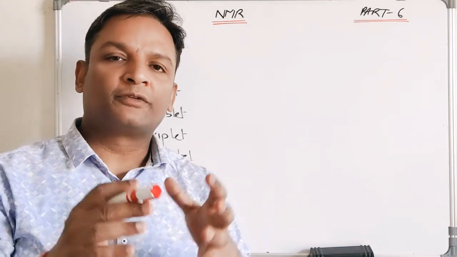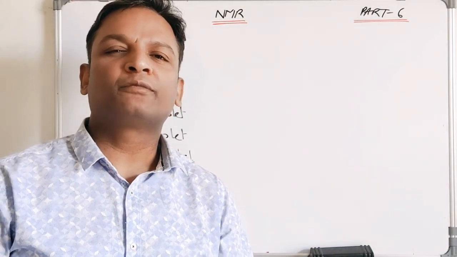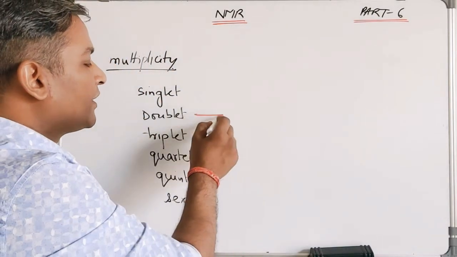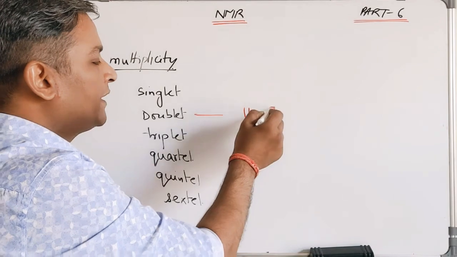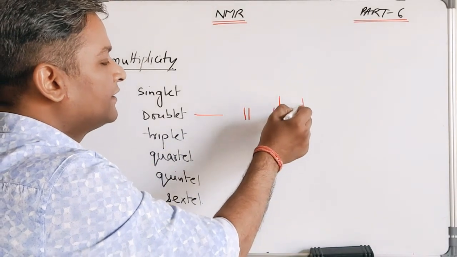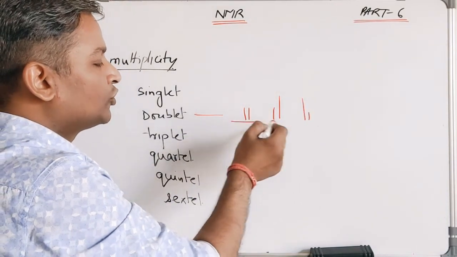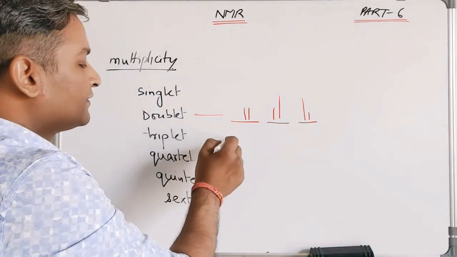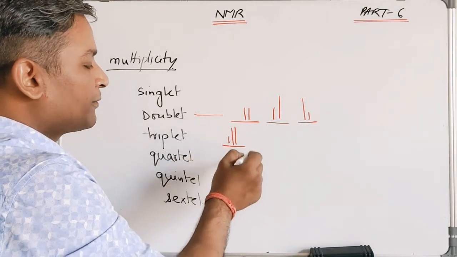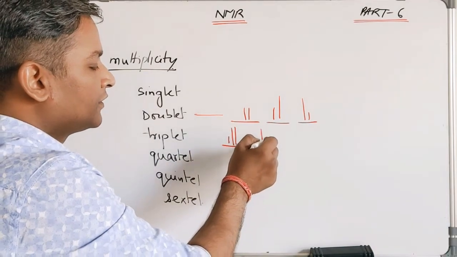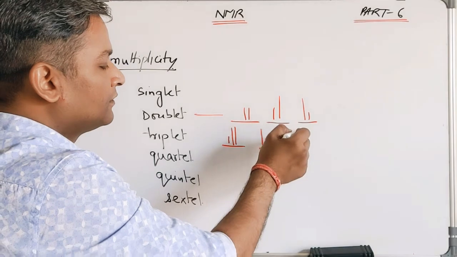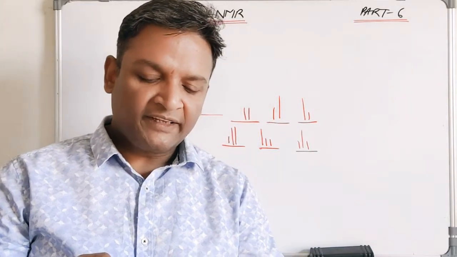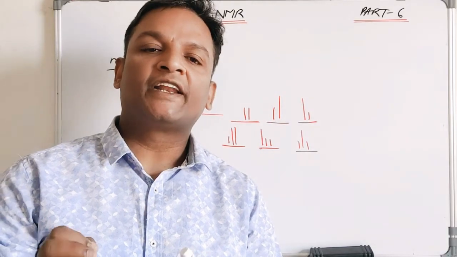This nature of multiplicity you must be finding confusing, because if I say doublet, what do I mean by doublet? Do I mean doublet like this, or like this, or like this? This is also a doublet, this is also a doublet. If I say triplet, then this is also a triplet, this is also a triplet, this is also a triplet.